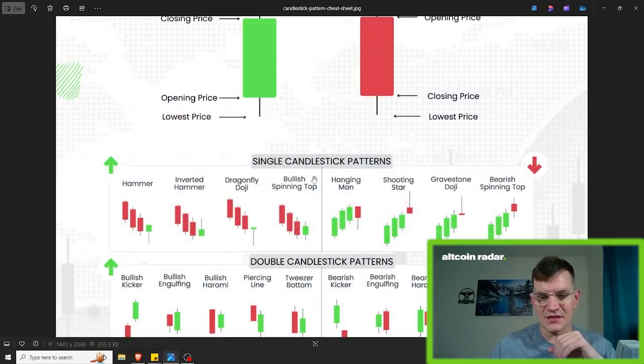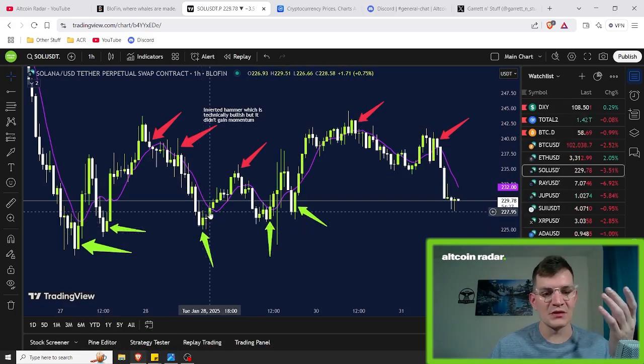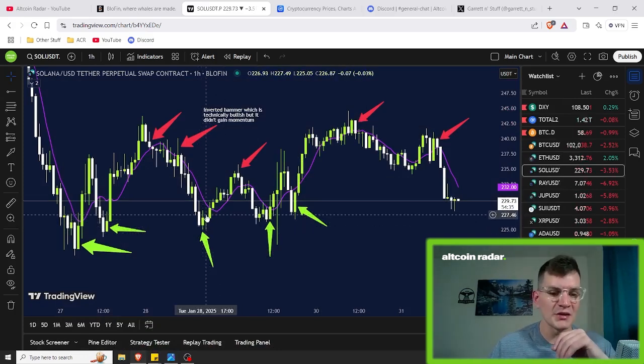As you guys can clearly see on the cheat sheet right here, we have the bullish spinning top at the bottom of a downtrend. It creates pretty much an equal sized wick on both sides with a green body, and you can clearly see that happened right about there. I mean, they're not exactly equal length, but they're close enough. So that is technically a bullish spinning top candle right there.